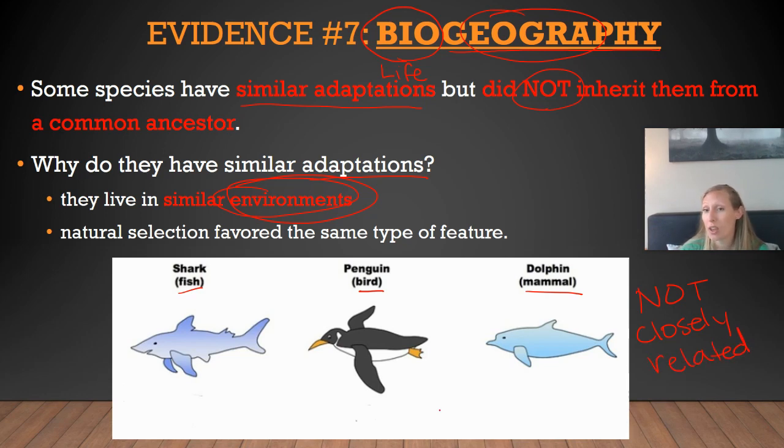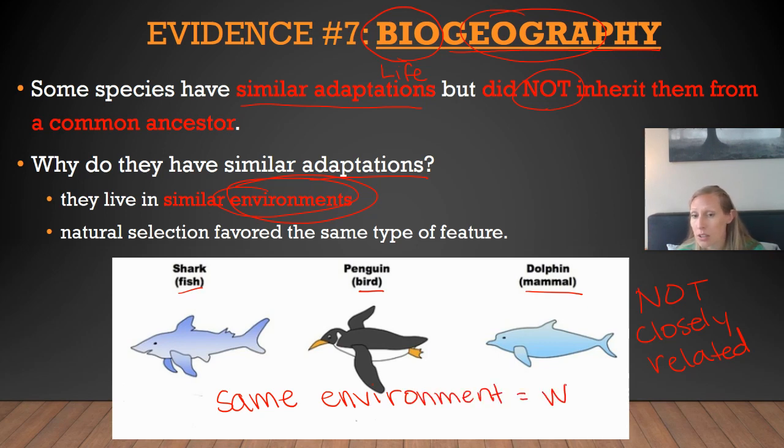But where do they all live? They have the same kind of environment, and that is in the water, in the ocean. And so we see that natural selection, when it changes a population, when it changes organisms over time, is going to select for the best characteristic in that environment. Because they all lived in water, they ended up with the same kind of feature.